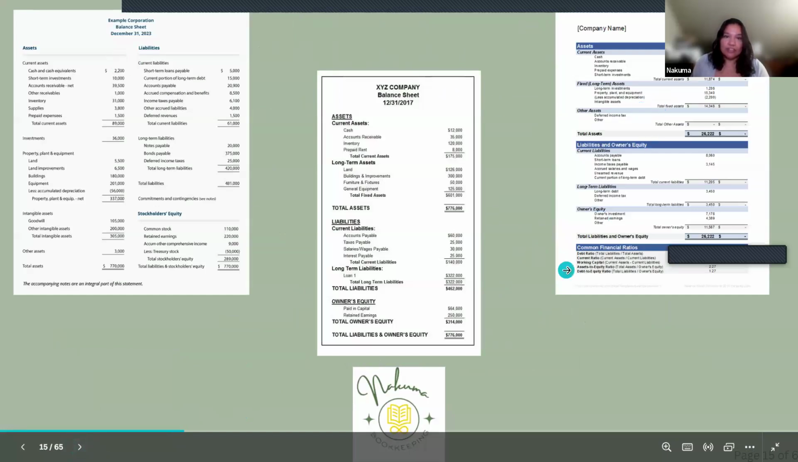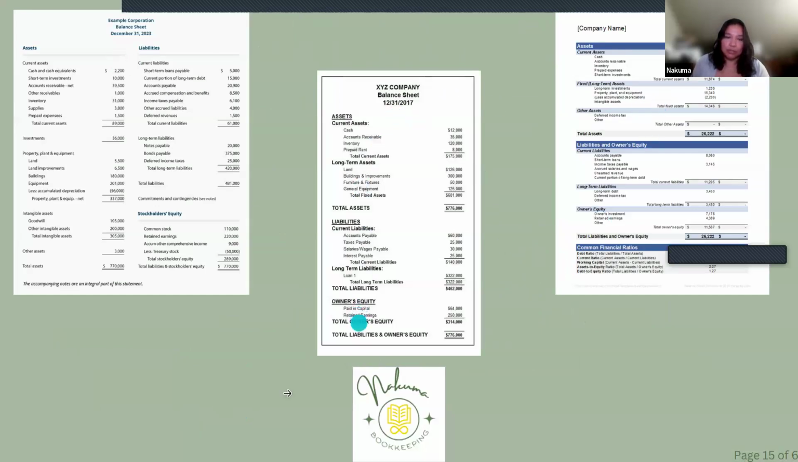These are other examples of it. It's similar to an income statement, just usually a little more in depth.